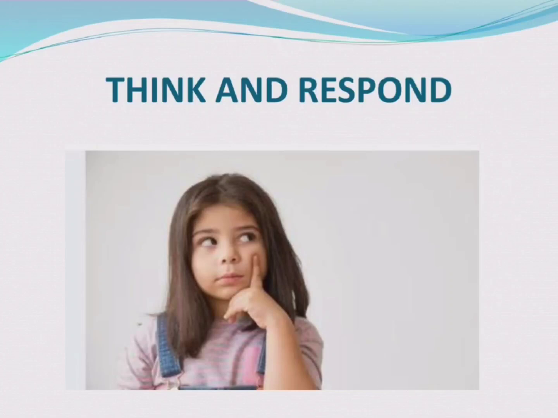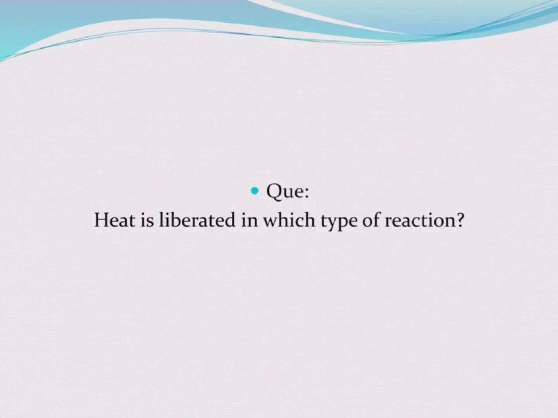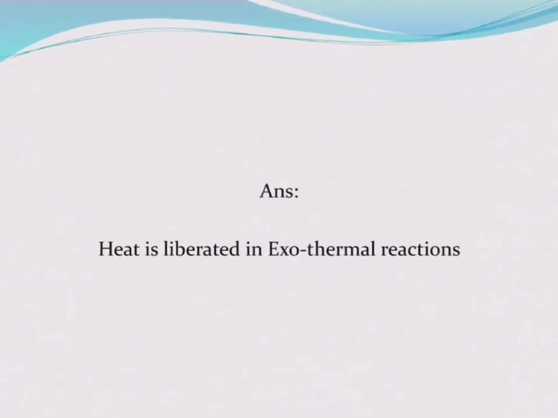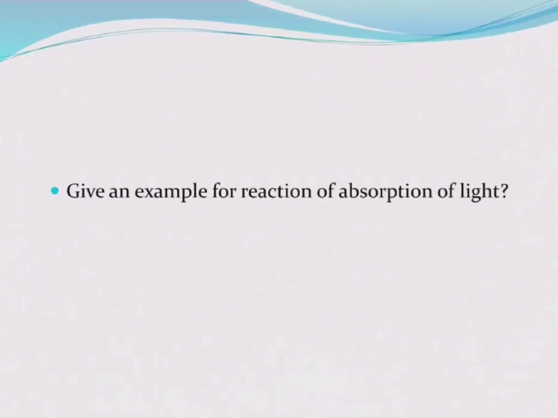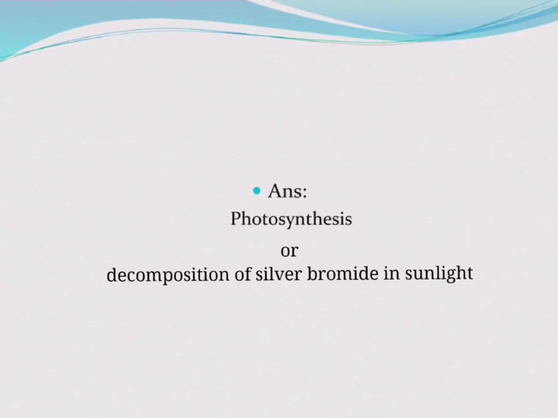Now let us discuss some questions and answers on this topic to determine our level of understanding about the topic, the chemical changes. The first question is, heat is liberated in which type of reaction? The answer is exothermal reactions. Second question is, give an example of a reaction involving absorption of light. Its answer can be photosynthesis or the decomposition of silver bromide in sunlight.